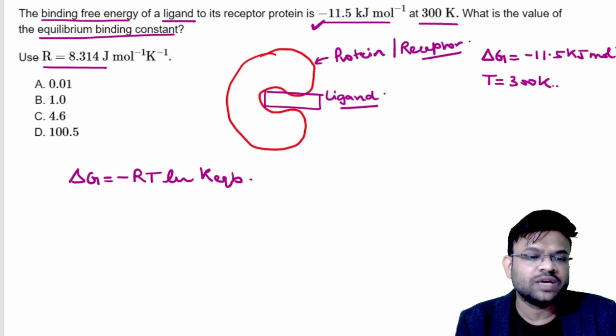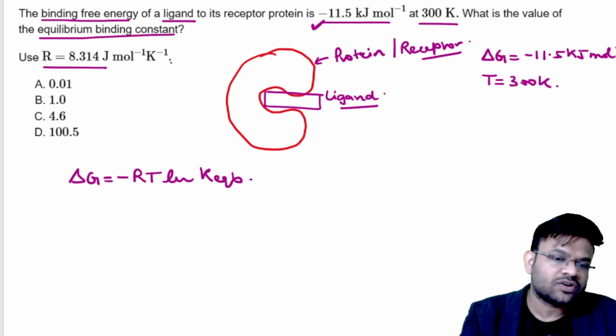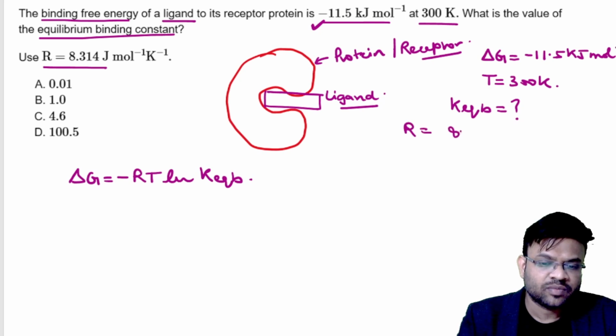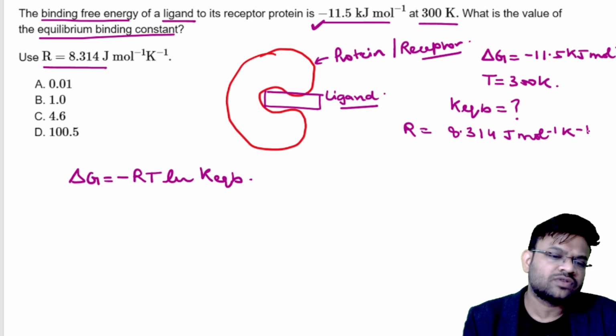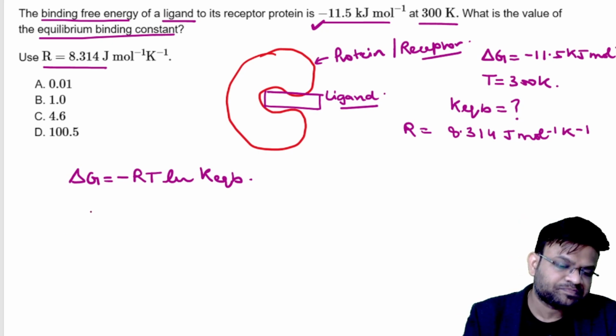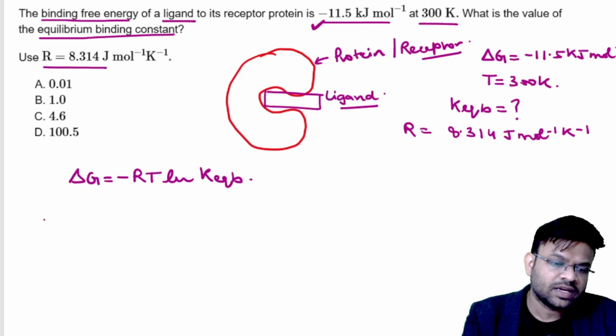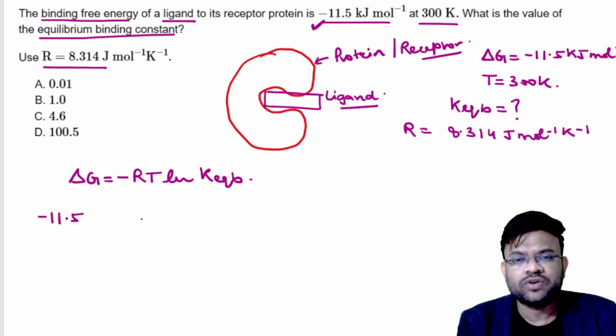What is the value of the equilibrium binding constant? Now they are talking about the constant K equilibrium. So K equilibrium we are not aware, and additionally R value has been given over here, 8.314 joule per mole per Kelvin. So this value has also been given to us. Now strictly we have to calculate the K equilibrium value over here. Delta G has been given. It is minus 11.5. So it is given in kilojoule. Obviously you cannot use the kilojoule value, you will have to convert it into joule.